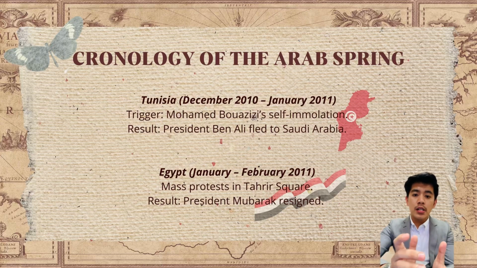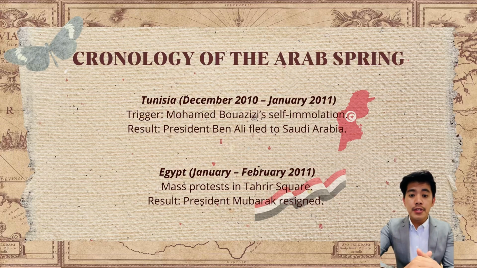Tunisia is where the Arab Spring began. It was sparked by the tragic self-immolation of Mohamad Bouazizi on December 17, 2010. His act of protest against police corruption triggered nationwide demonstrations. This protest forced President Zine El Abidine Ben Ali to flee the country by January 2011, marking the first success of the Arab Spring.